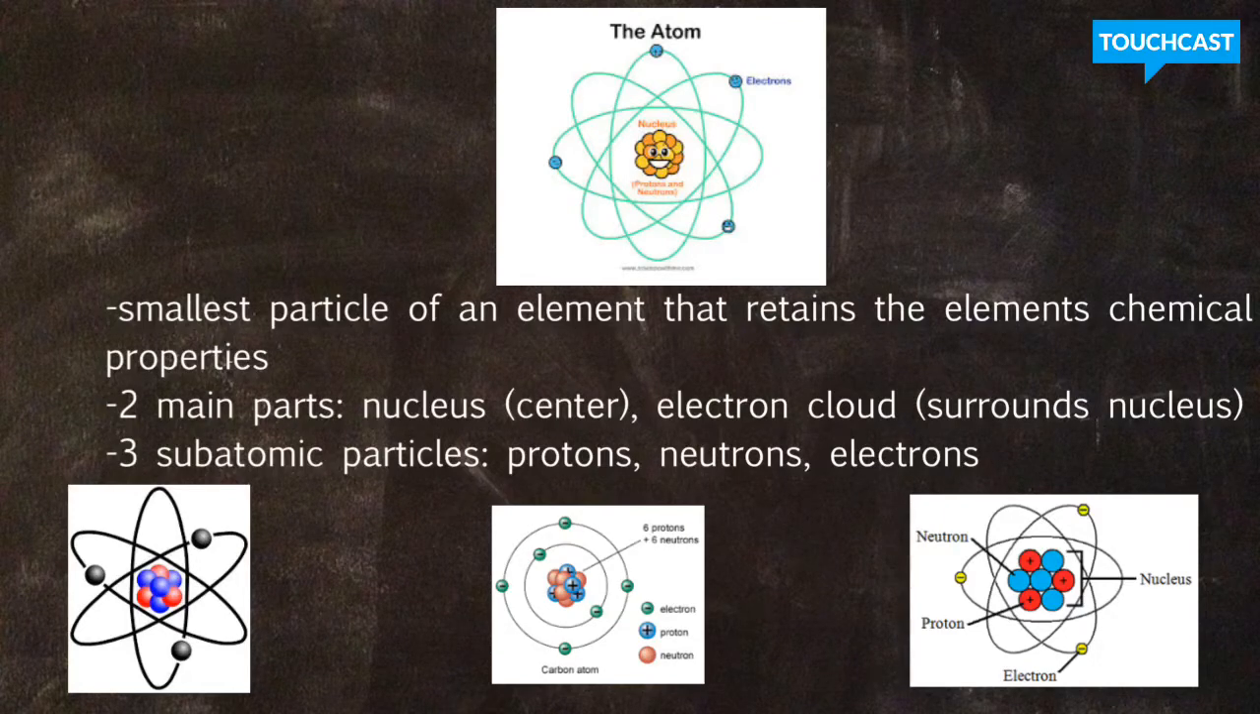The atom is the smallest particle of an element that retains or keeps the element's chemical properties. There are two main parts within the atom. There's the nucleus, which is in the center, and the electron cloud, which surrounds the nucleus. There are also three subatomic particles within the atom. There are protons, neutrons, and electrons.